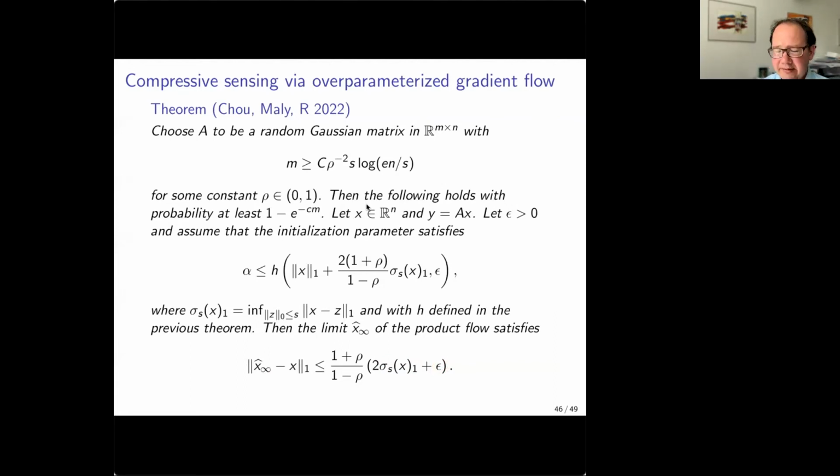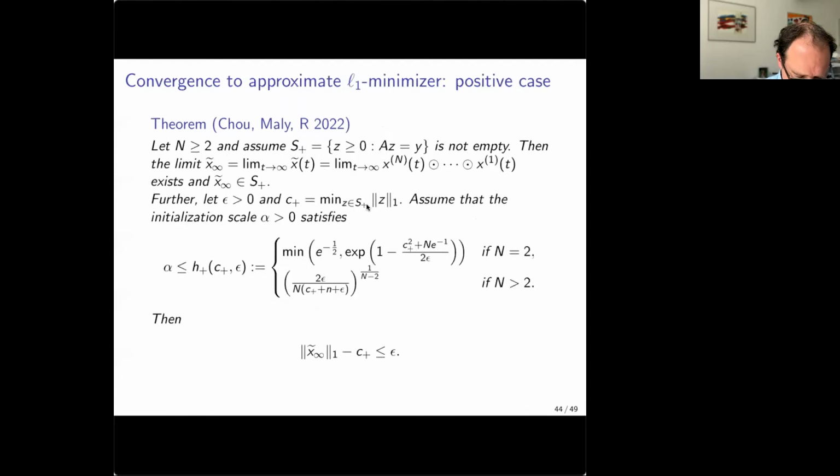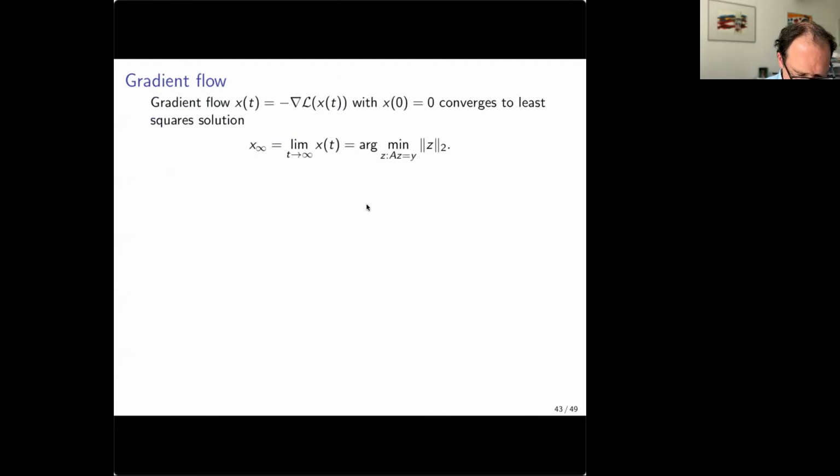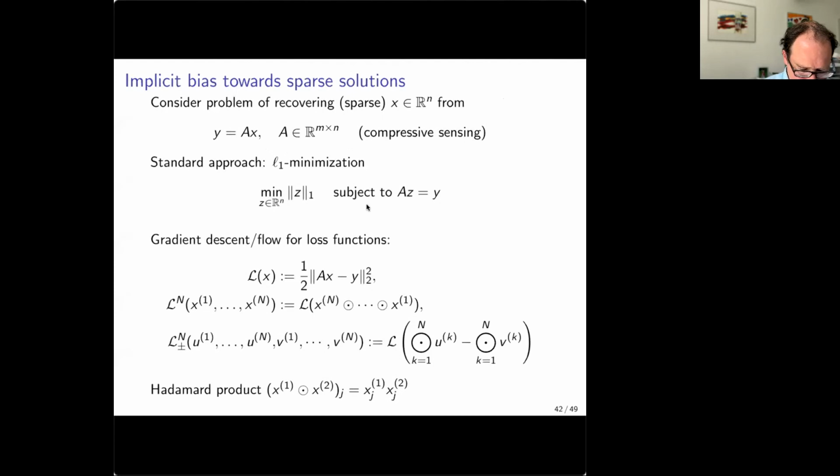Okay, so basically the limit here converges to a sparse solution, or approximately a sparse solution, which is a bit unexpected because sparsity is not built in explicitly anywhere in one of these functionals.